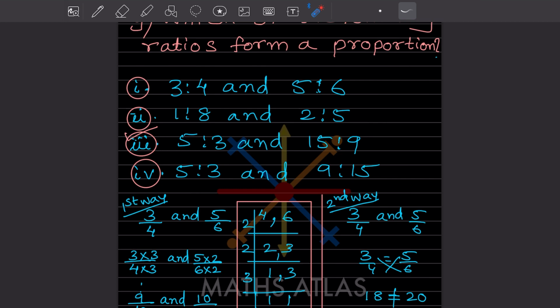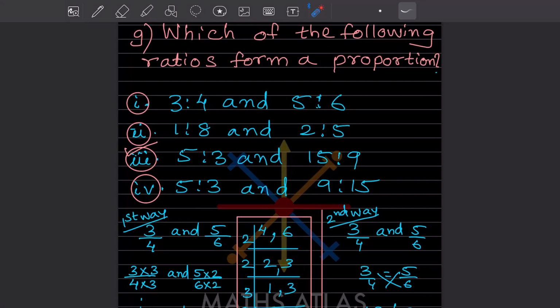You will just write it over here. 3 by 4. This is the second way I'm showing with the same numbers, 3 by 4, and you put an equal sign and just cross multiply. When you cross multiply, this will go here and this will go here. So 6 3s are 18, and when this goes here, this is going to be 20. So can you see 18 is not equal to 20. So this is not in proportion.